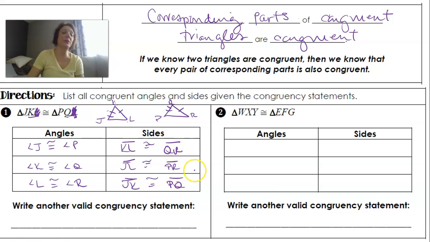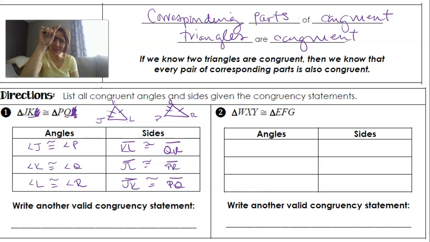Now I want you to notice here, and this is a little thing that's kind of important. I'm writing KL with a little line over it because I mean side KL, segment KL. And then I'm writing QR with a little line over it because I'm referring to a side or a segment.